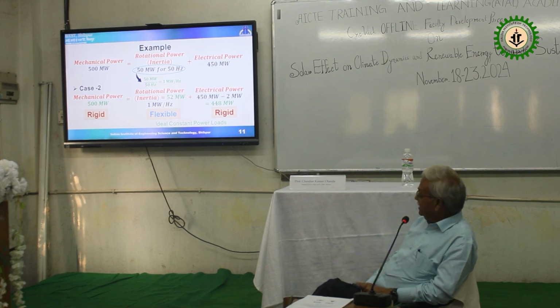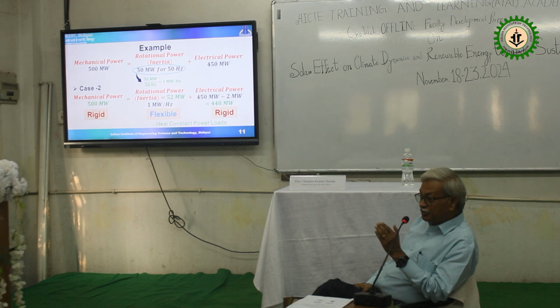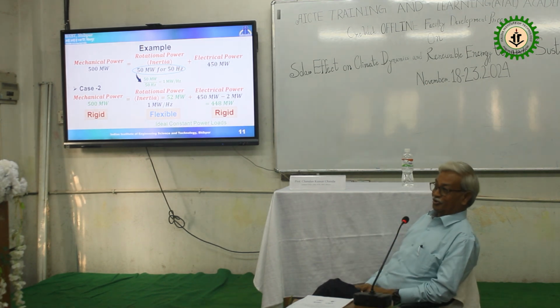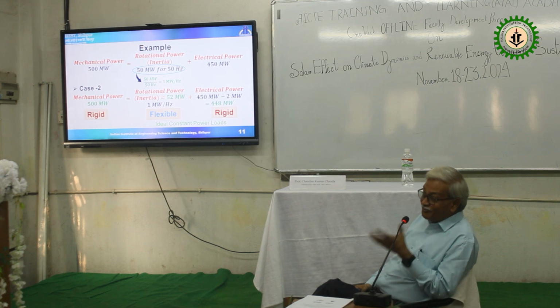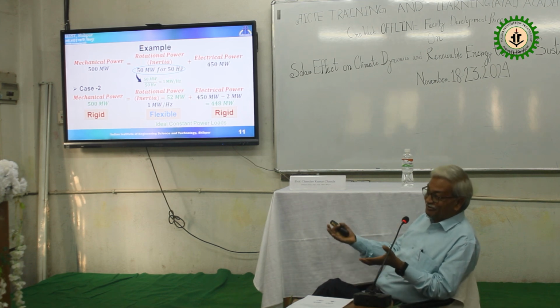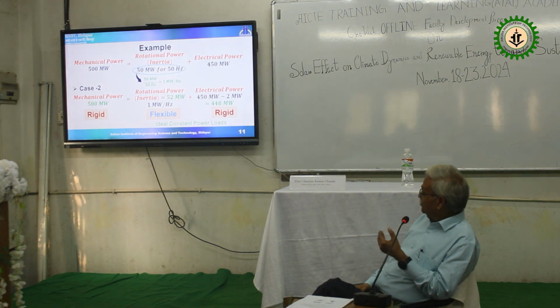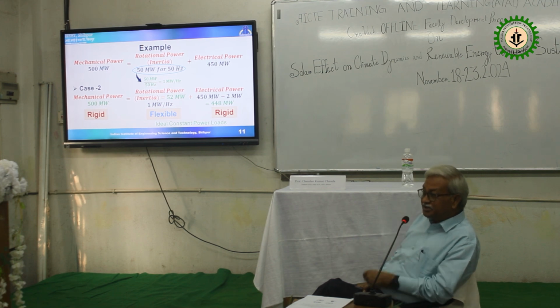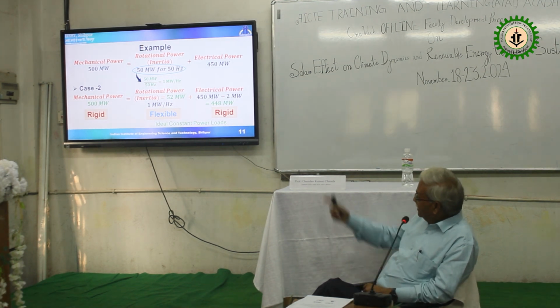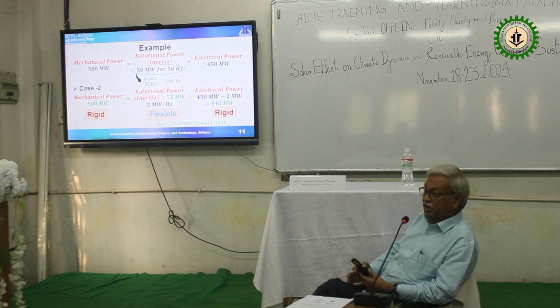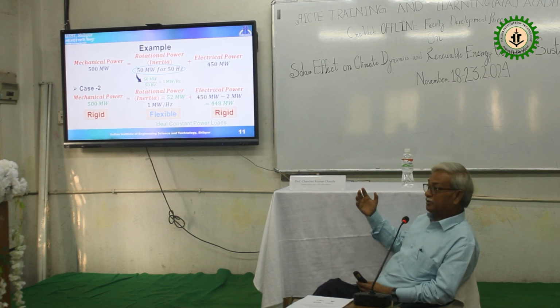Case 2: mechanical power 500 megawatt, and suddenly a certain amount of load has gone off. It might happen that there is a load loss. I have taken only 2 megawatt, but it might be a huge amount of load loss in a particular system. Just to make you understand, 440 megawatt. But the characteristics of the load cannot change on an instantaneous basis. Mechanical power you cannot change, it will go on supplying.